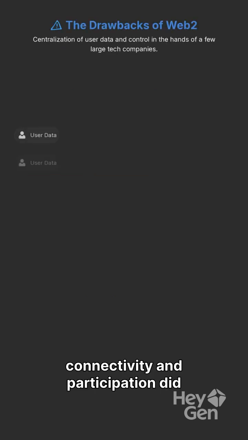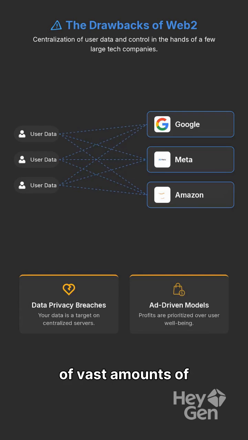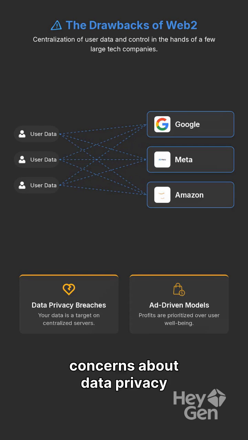Yet this era of connectivity and participation did not come without significant drawbacks, as the centralization of vast amounts of user data and control in the hands of a few large tech companies like Google, Meta, and Amazon raised serious concerns about data privacy breaches and the dominance of ad-driven business models that prioritize profits over user well-being.